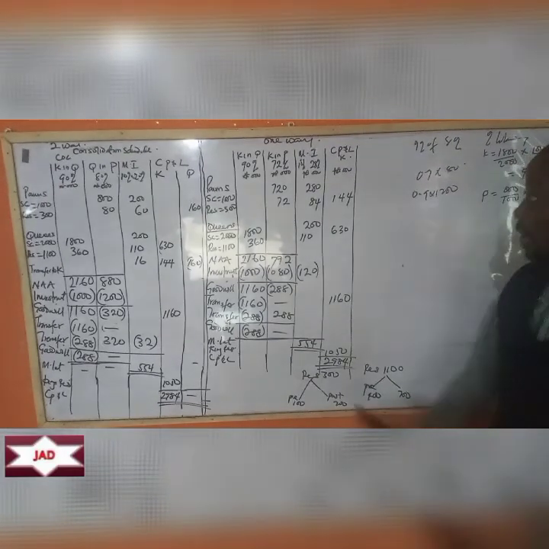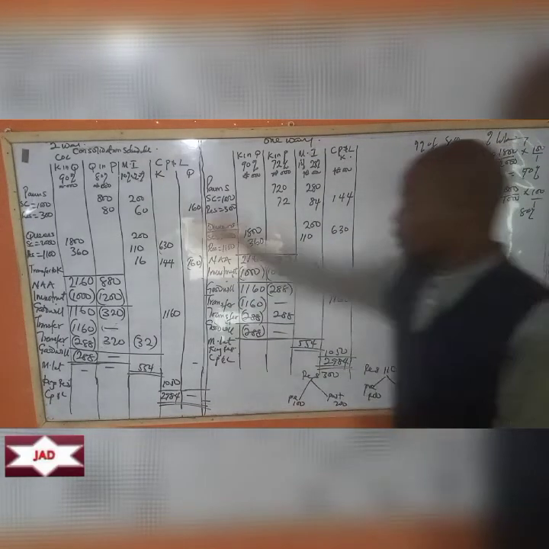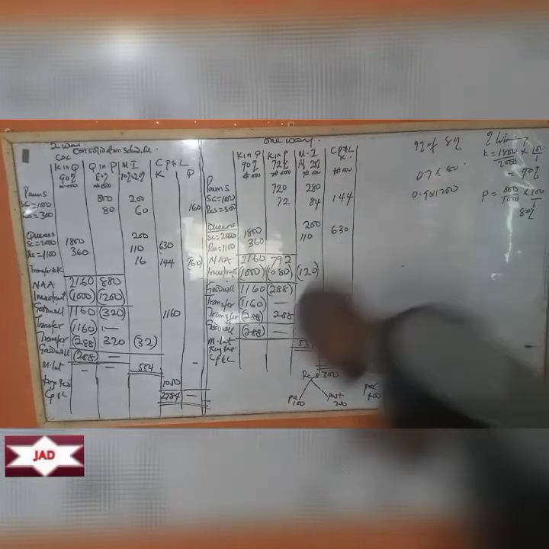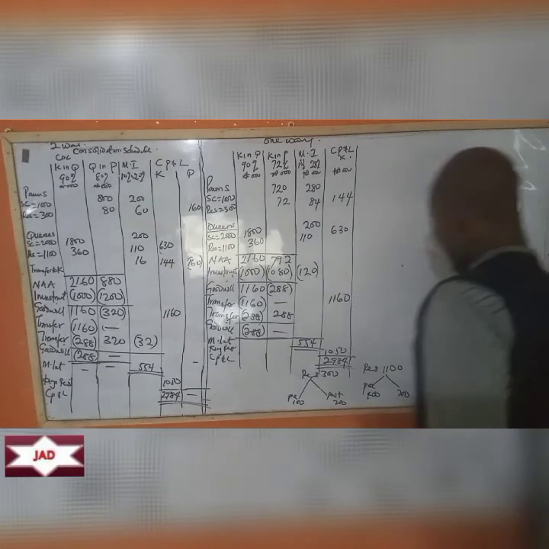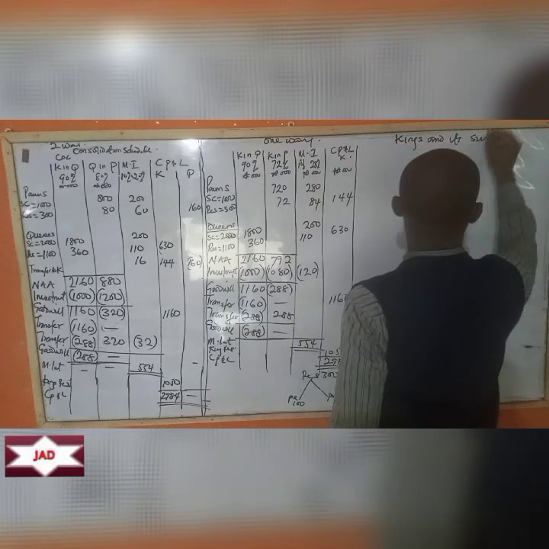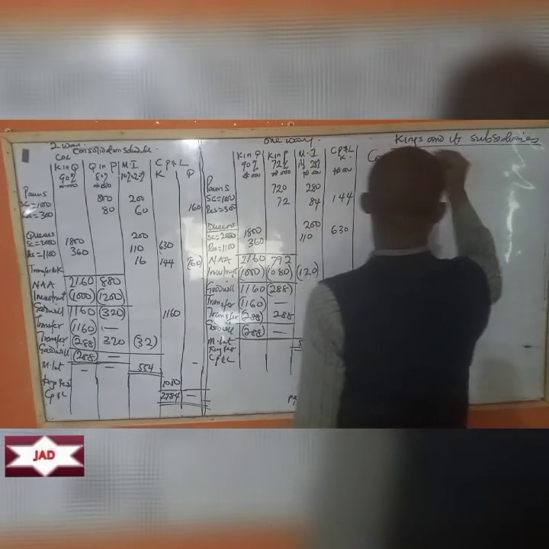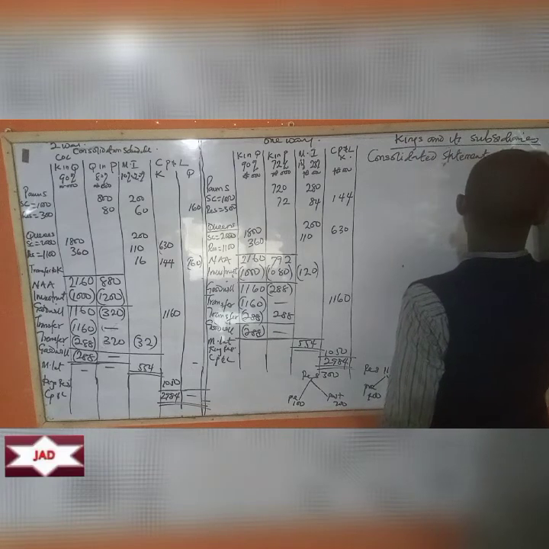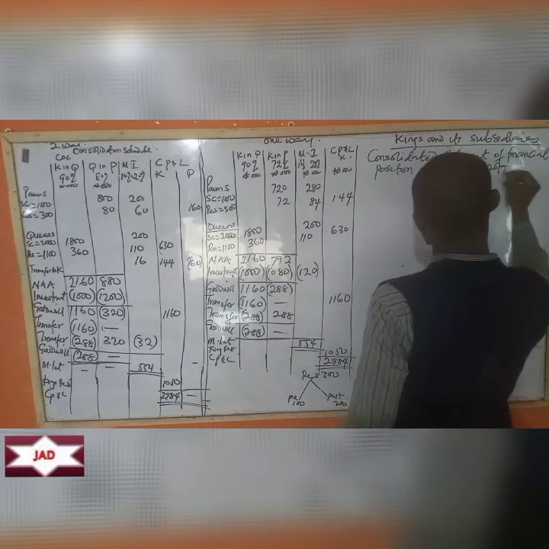Okay? So with this, of course, this one is one way. You can convert the indirect structure to a fellow structure. But here we left it like that, doing the subgroup before the main group. Okay? So let's prepare. So we'll say Kings and its subsidiaries, consolidated statements of financial position as at 31st December 2019.